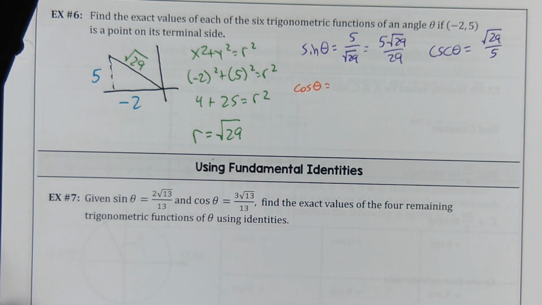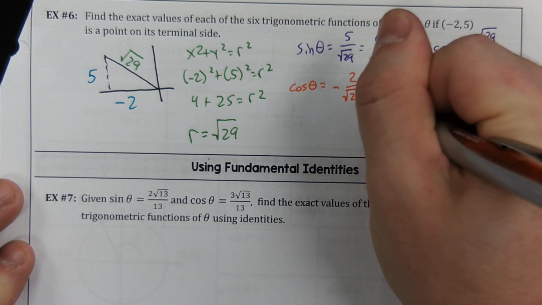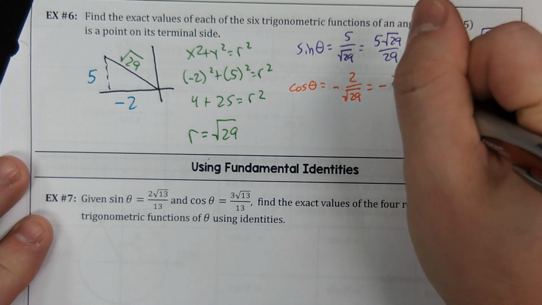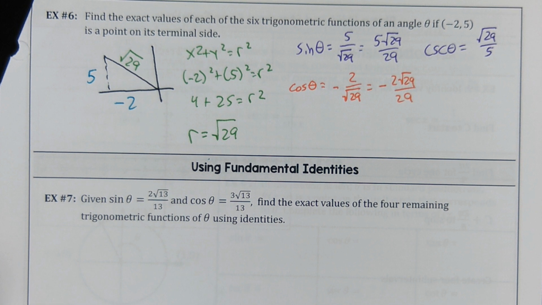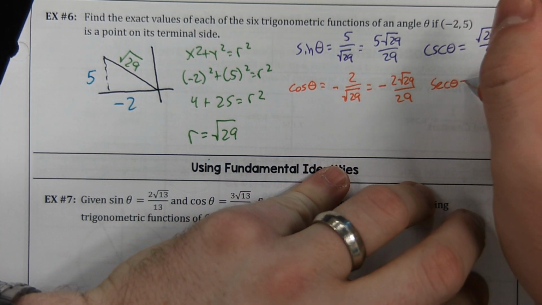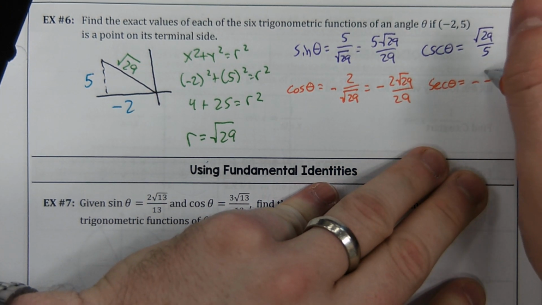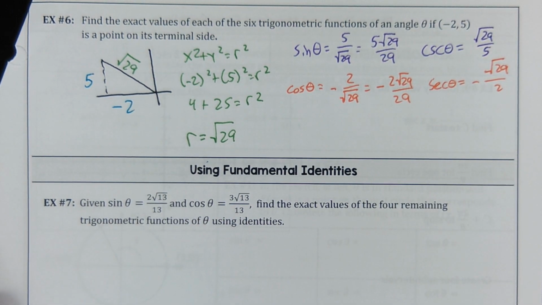Cosine is x over r, negative 2 over root 29. Got to rationalize that denominator for AP though. So negative 2 root 29 over 29 is what you will get when you multiply the top and bottom by root 29. If you know cosine theta, you also know its reciprocal value, secant theta. I'm going to flip this one over so I don't have to rationalize the denominator. Negative root 29 over 2.